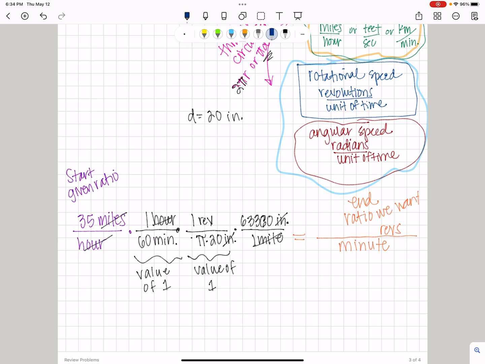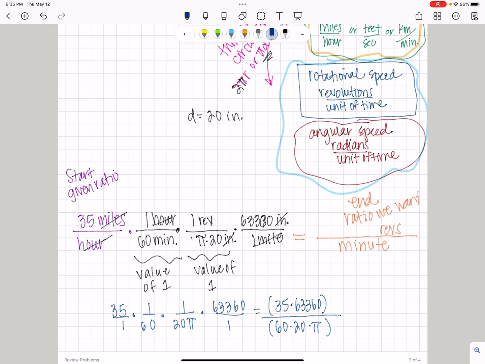So now all we have to do is 35 over 1 times 1 over 60 times 1 over 20 pi times 63,360 over 1. If you're doing this in your calculator, please just make sure that you're using parentheses so that it groups all of the numerator multiplied together and it groups all of the denominator multiplied together.